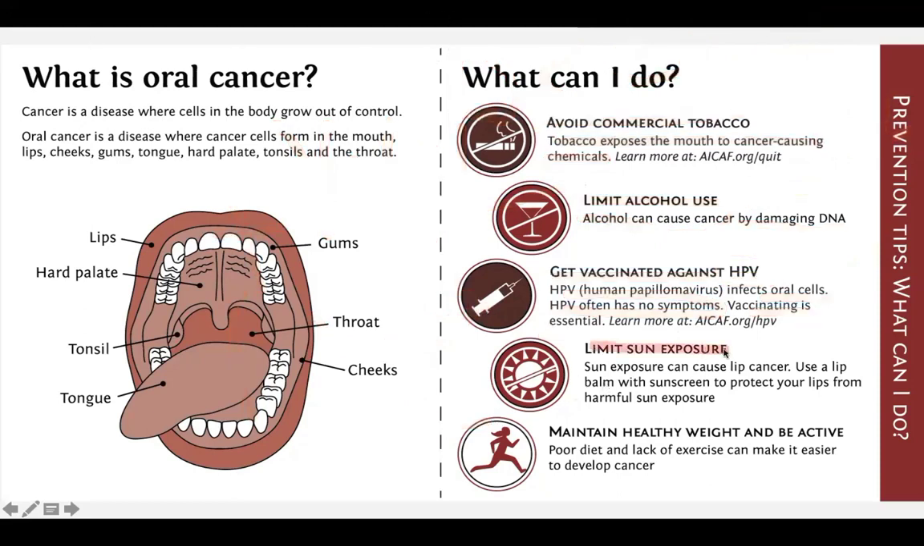And then limit sun exposure. Why limit sun exposure? Because UV radiation can cause lip cancer. Remember, sun exposure can cause lip cancer. Use a lip balm with sunscreen to protect your lips from harmful sun exposure. Maintain a healthy weight and be active. Poor diet, lack of exercise, and poor oral hygiene can make it easier to develop oral cancers. So these are the steps you can take to avoid oral cancers.